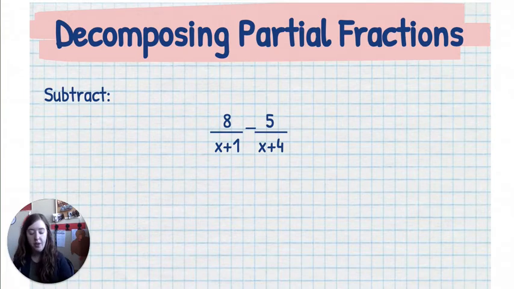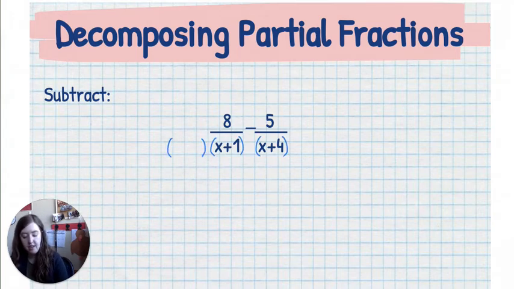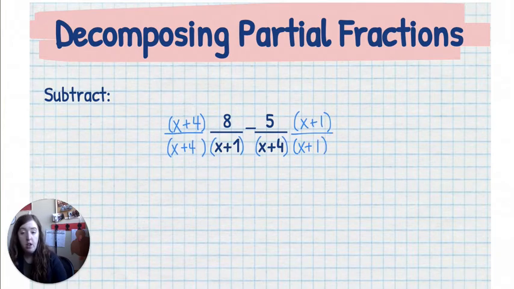We know that when we need to subtract fractions, we need to have common denominators, and we can always get a common denominator by multiplying by the other denominator. So I'm going to multiply that first fraction by x plus 4 over x plus 4, and that second fraction by x plus 1 over x plus 1. So we have a common denominator of x plus 4 times x plus 1.